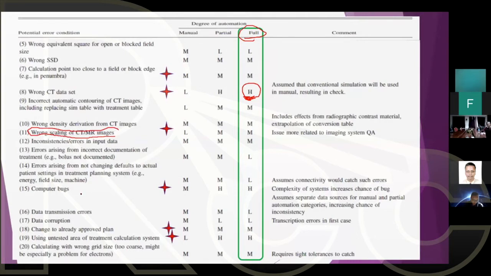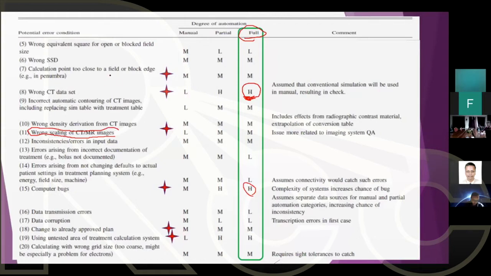When we have computer bugs, the chances are very high if you have a fully automated system. Kind of makes sense, right? I am 100% dependent on a computer, so anything could go wrong. There could be a virus, there could be some sort of wrong operation somewhere, and it affects this particular patient. It's not something systematic, it's just a bug that affected this particular patient.